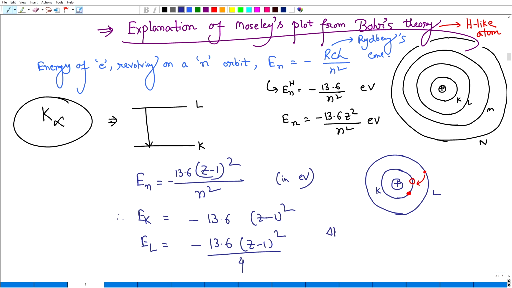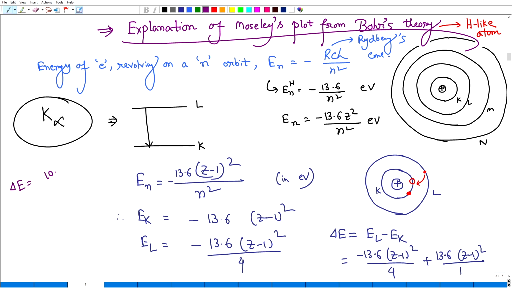So what will be the del K? Oh, sorry, not del K, del E. Del E should be EL minus EK. So it is actually minus 13.6 times, and if you calculate it, we can figure out that del E is equal to 10.2 (Z minus 1) squared. So this is the transition energy, and due to that transition a photon of X-ray is released.